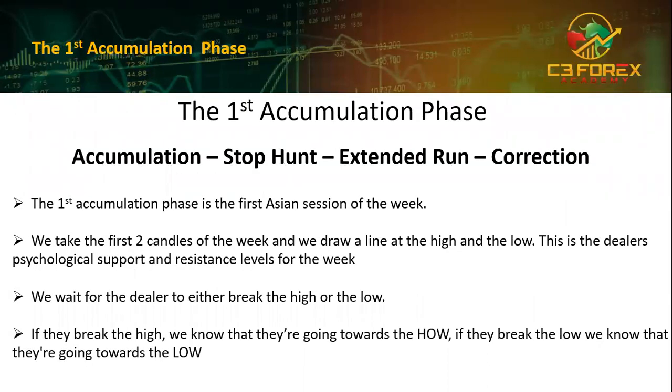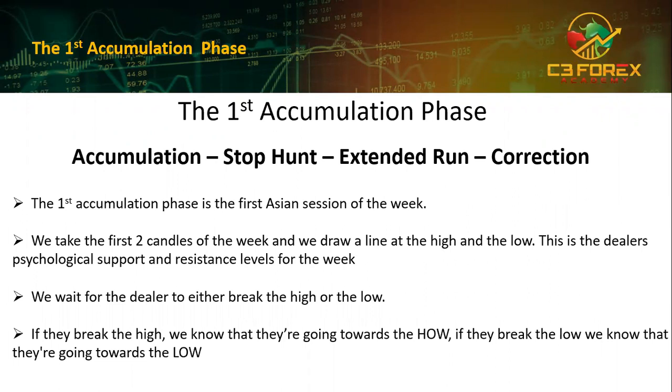All right, so the first thing we look for is the first accumulation phase. So in a daily cycle, you have your accumulation, stop pump, extended run, and your correction. In your weekly cycle, you have the same thing. So your 4-hour time frame paints out an entire week. So you would be able to identify where you're at in the weekly cycle.